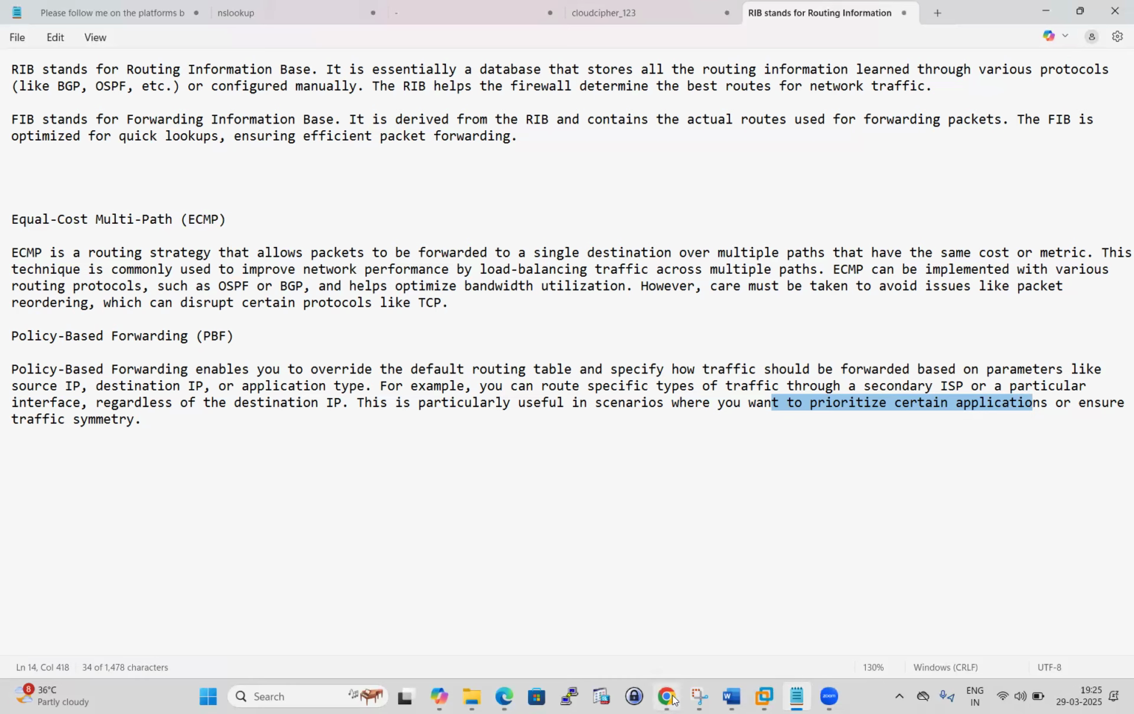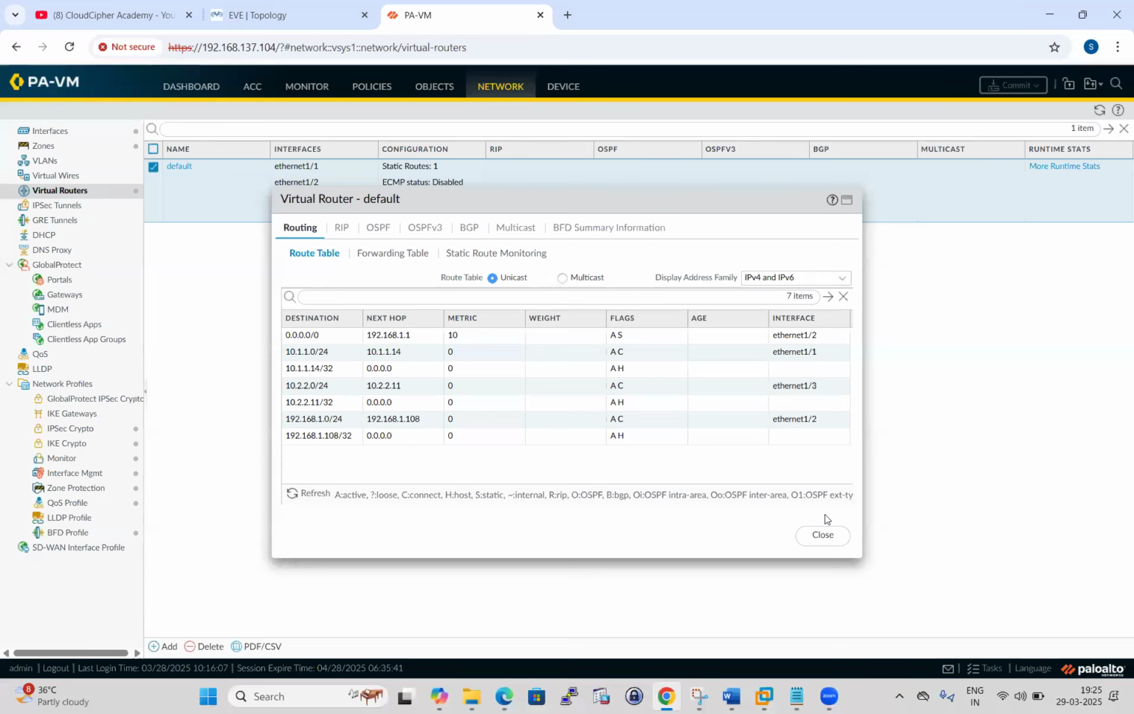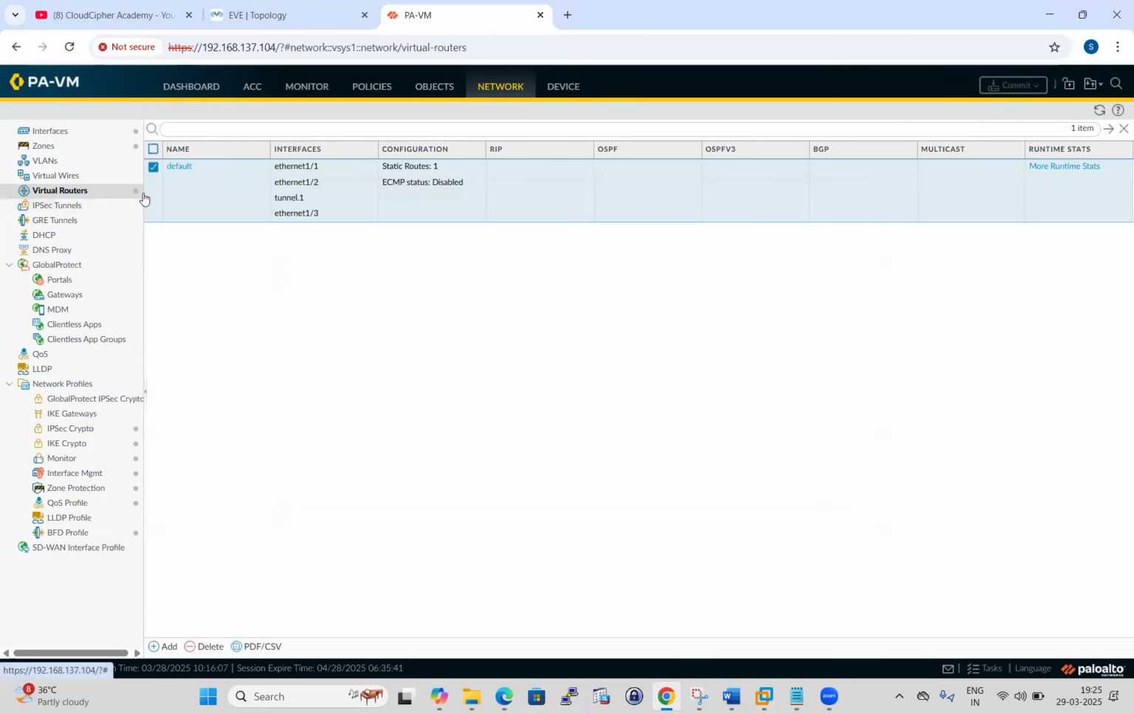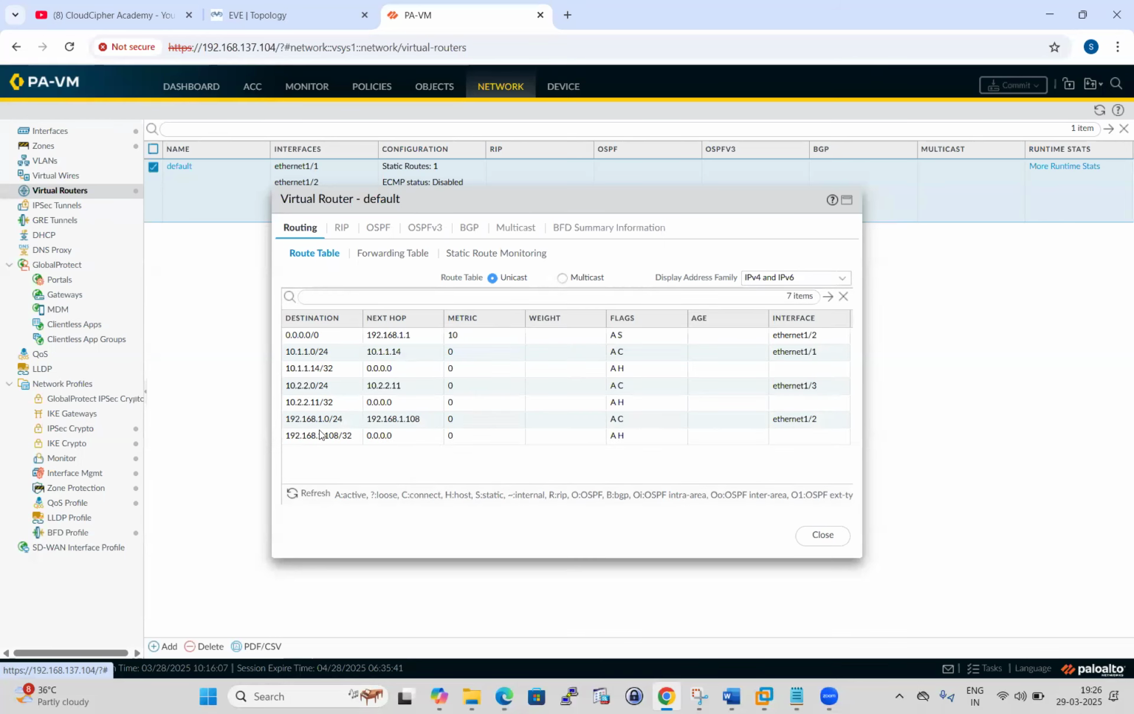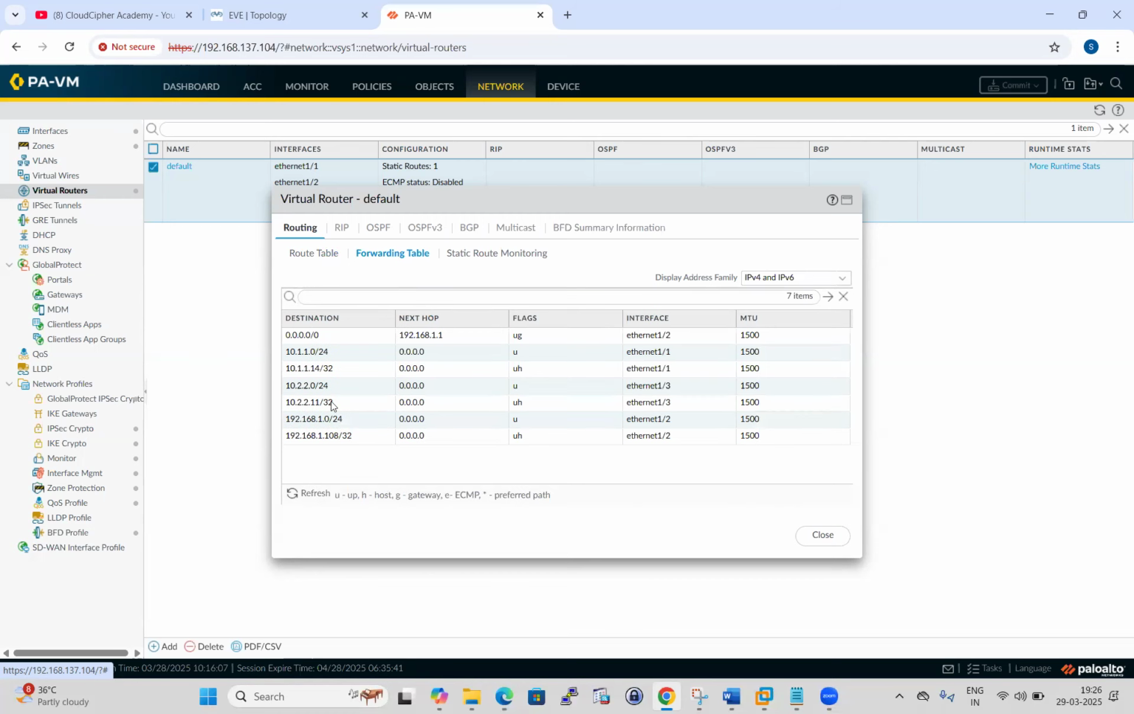Before closing this session, if we come to the firewalls and go to the networks and virtual routers, at the moment we only have the default route. If you click on more runtime stats, these are the route tables. RIB stands for routing information base. It puts all the details here related to next hop, metric and all. This is the forwarding table. It only puts the best routes here, like this default route, and the next hop is 192.1.1. This is our ISP router in my lab environment. So this is about the routing overview in Palo Alto firewalls.